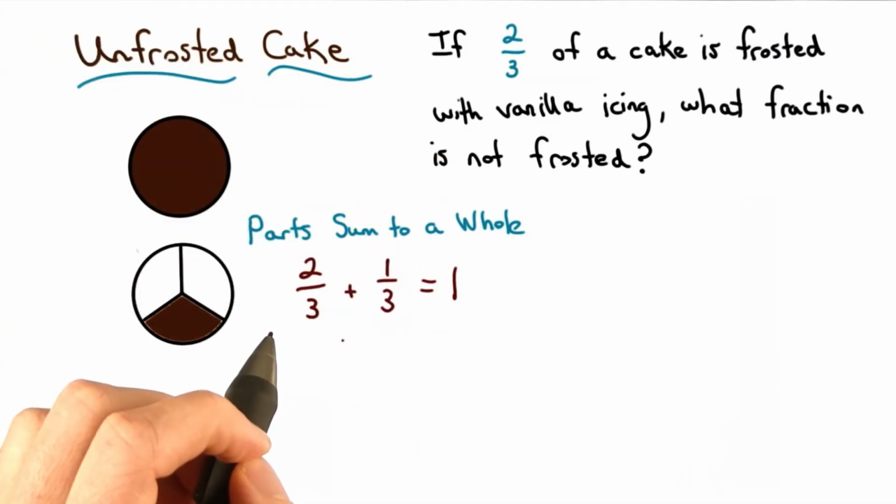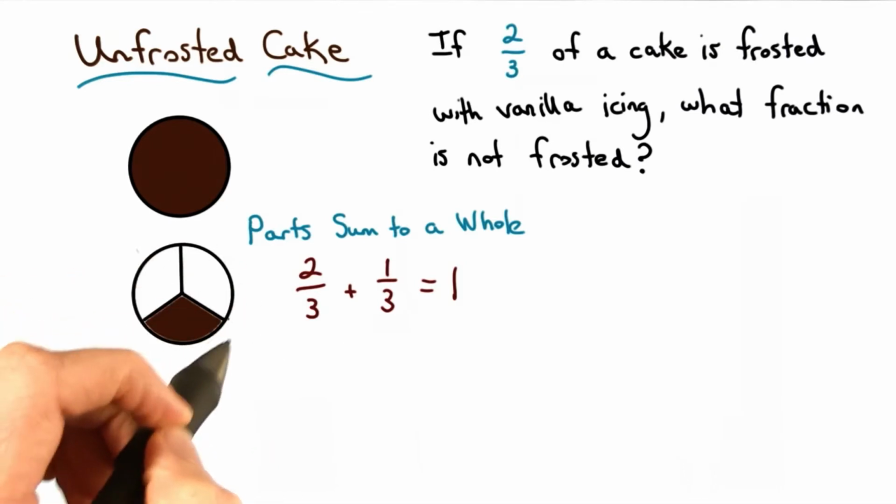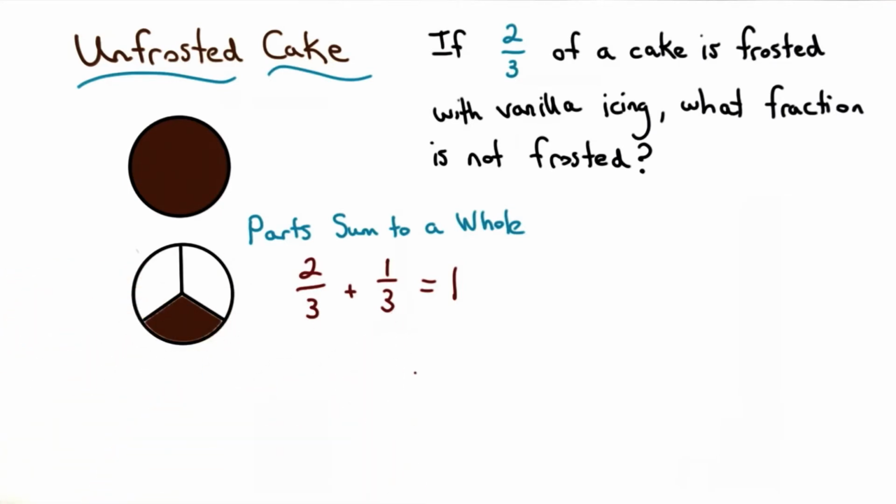And remember back from adding fractions, we know we just need to count up the thirds. I have 1/3, 2/3, and 3/3 altogether. So this piece that's not frosted is 1/3. There's actually another way that we can think about this.